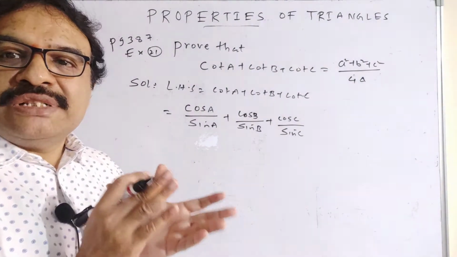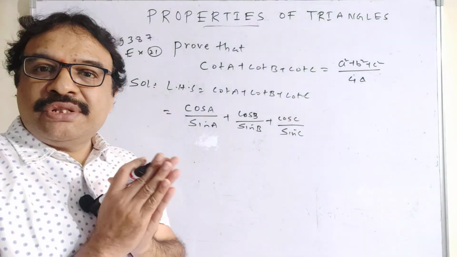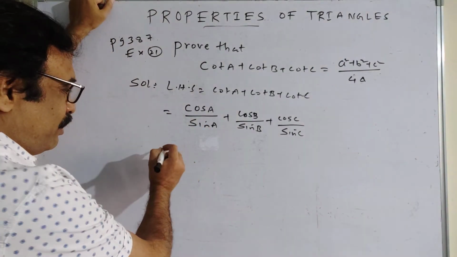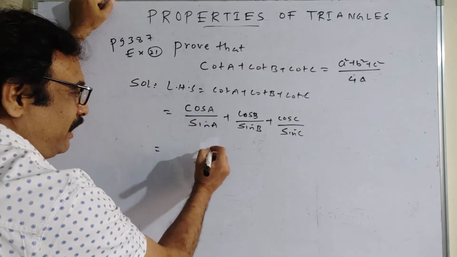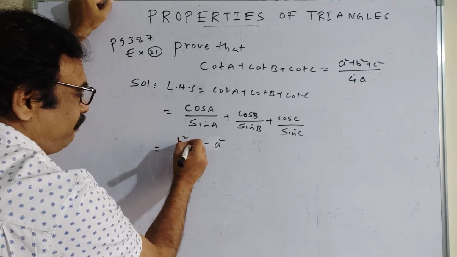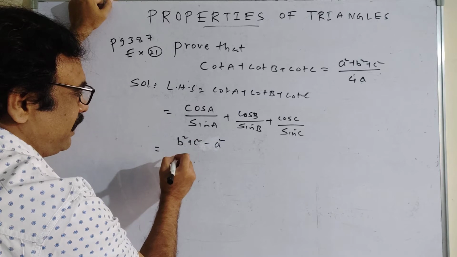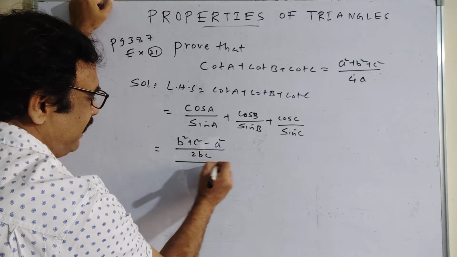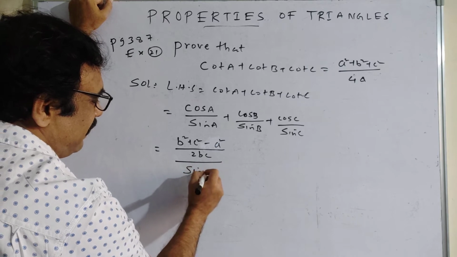We learned the cosine law, the cosine rule. What is it you have learned in the cosine rule? Cos A: whenever this capital A comes, you write minus a square, and the rest, the sum of the squares of the two sides, you write in front, and this is going to be over 2bc. This is nothing but cos A.